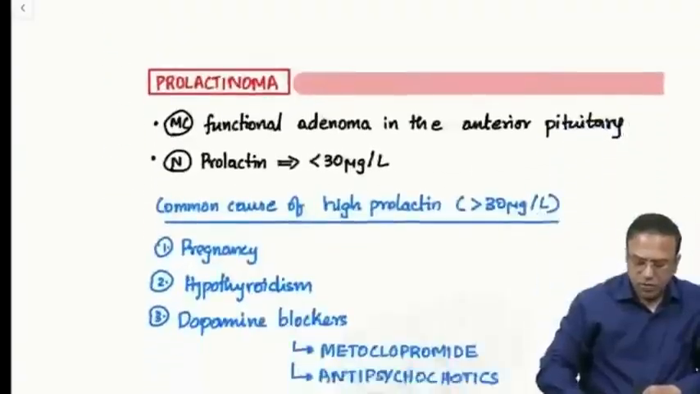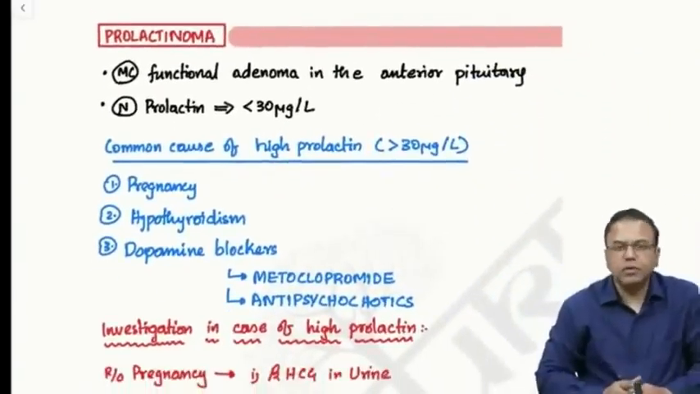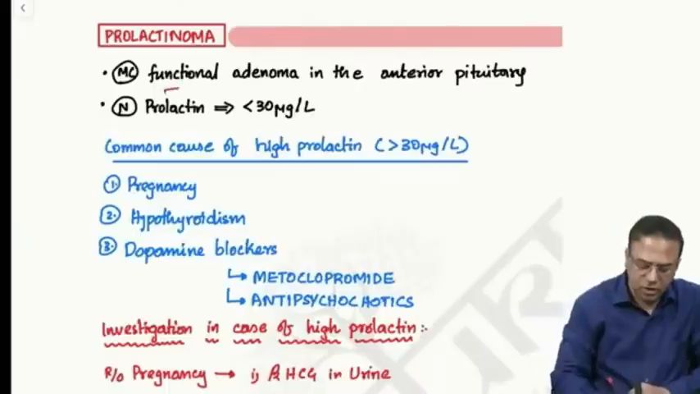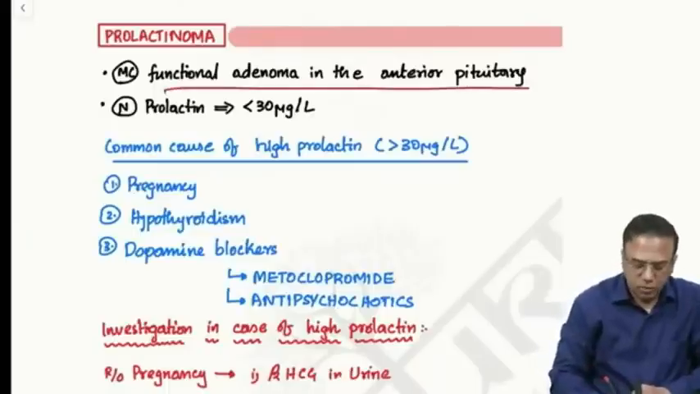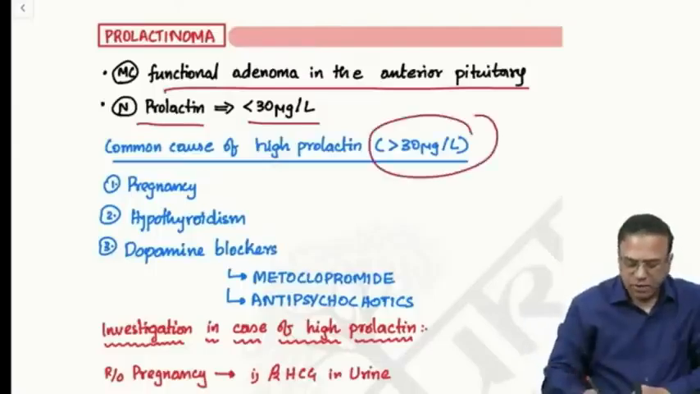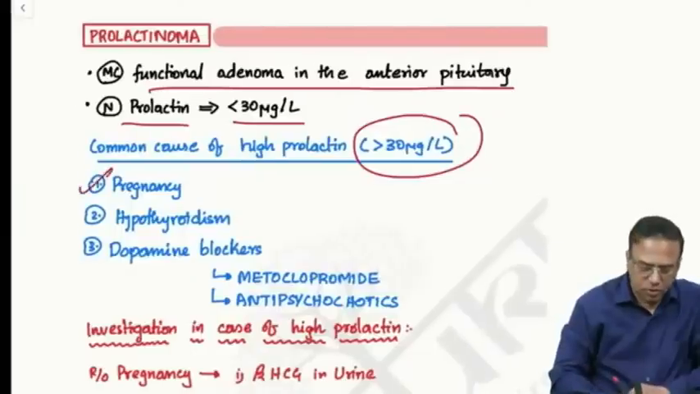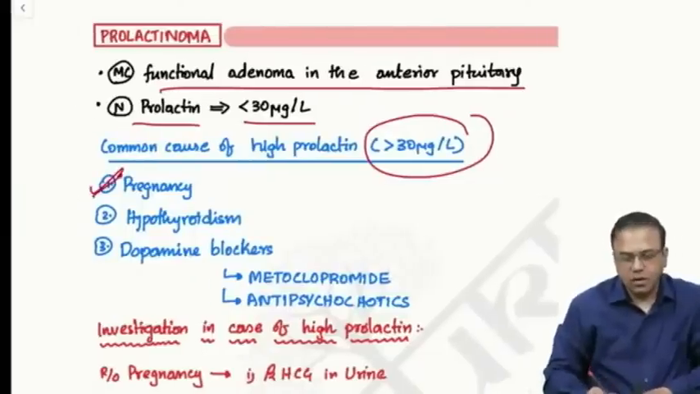So this is the approach for a patient with polyuria. If you're looking at the anterior pituitary, the most common functional adenoma is prolactinoma. Prolactin level normally should be less than 30 microgram per liter. If the prolactin is high, the most repeated question in our exam is that the patient came with amenorrhea and galactorrhea, what do you want to do? The most important point is to rule out pregnancy.